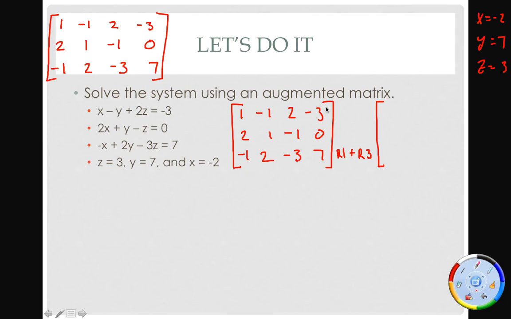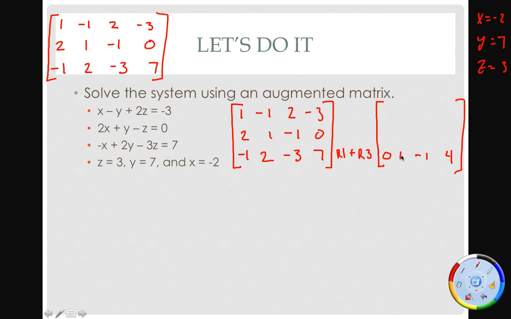So if I took row 1 and added it to row 3, 1 plus -1 is 0. -1 plus 2 is 1. 2 plus -3 is -1. And -3 plus 7 is 4. Now that was simple enough.